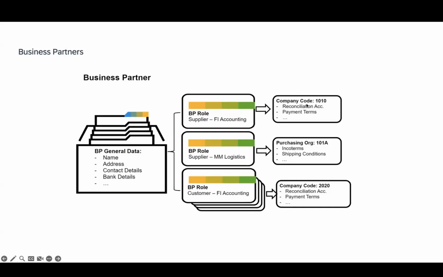What types of information do we want to record for supplier in financial accounting? Well, their reconciliation account. This is the control account that they'll be posted to. If they're a supplier, then it would be the payables ledger account, so their open items. A supplier invoice will be posted into this account. Also their payment terms that they give us for payment, things like that.